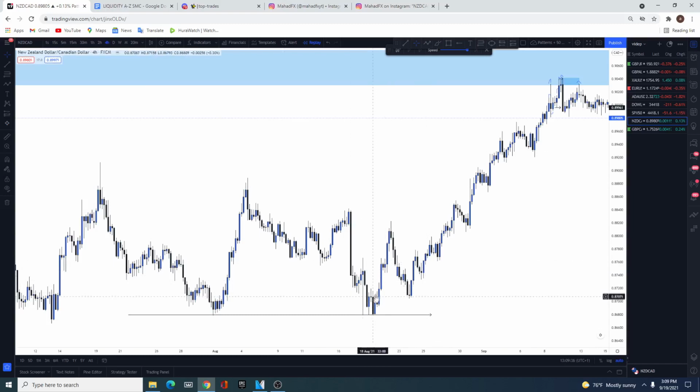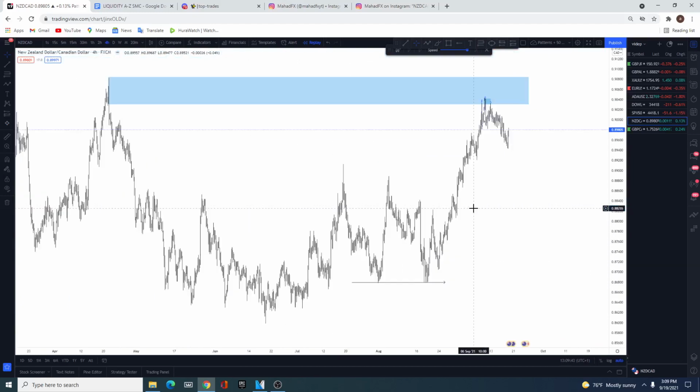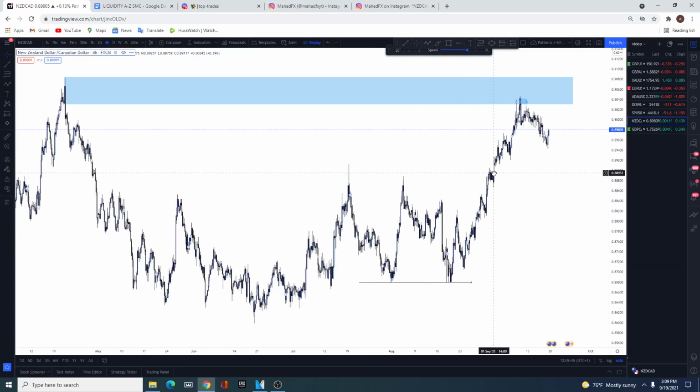The reason I like these equal lows so much is because it goes with our higher time frame understanding of the trend, right? And I'll go through this part a bit more slowly because this is fairly complex stuff, right?